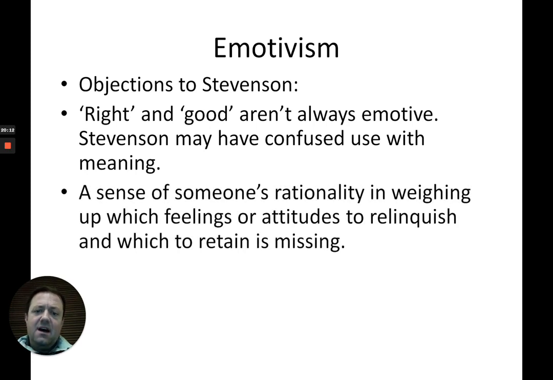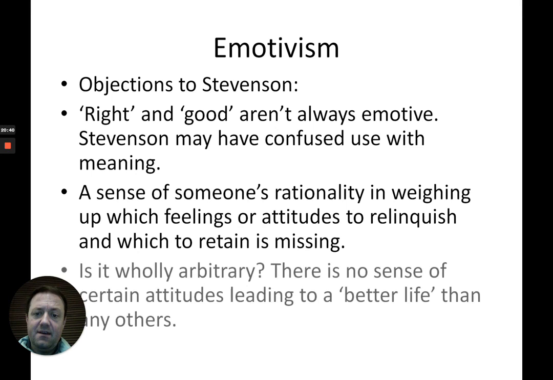And a sense of someone's rationality in weighing up which feelings or attitudes to relinquish and which to retain is missing. So if I have particular feelings about the gender pay gap, for example, which feelings should I take notice of and which feelings should I ignore? How do I make the decision if all of it is just emotive? So there seems to be a sense in which all of this is entirely arbitrary. There's no sense of certain attitudes leading to a better life than others. It's just a matter of how we feel.